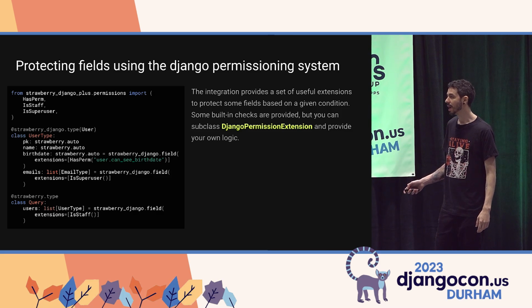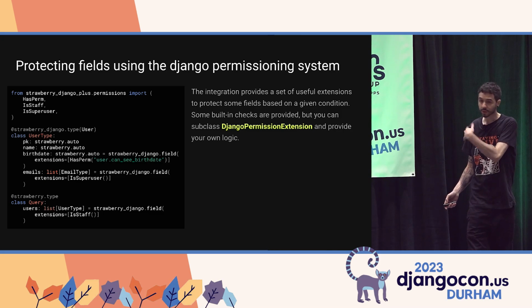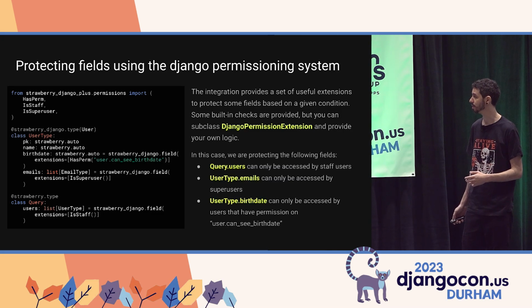And after the users are resolved, to resolve the attributes in here, for example, to get the birth date, I am saying that the user needs to have this permission in the Django permission system to see the birth date, and the emails only if the user is a superuser, and so on. But as I said, you can also define your own custom permissions.